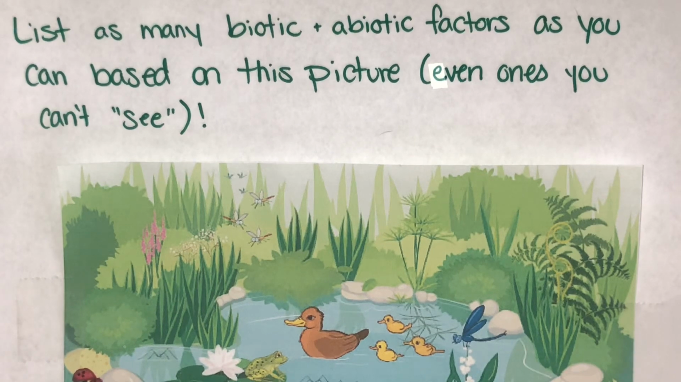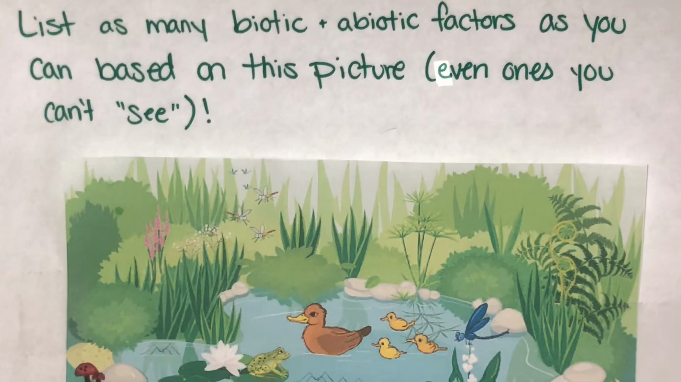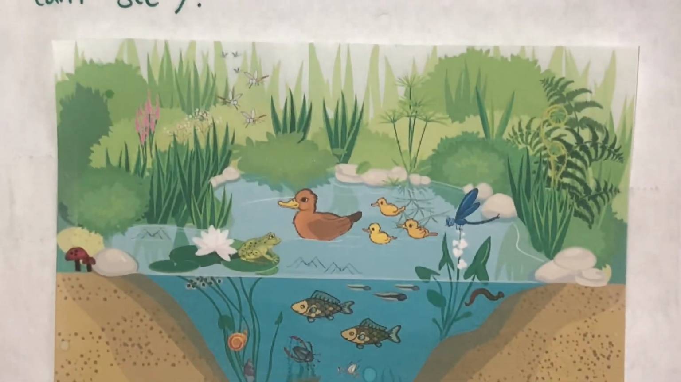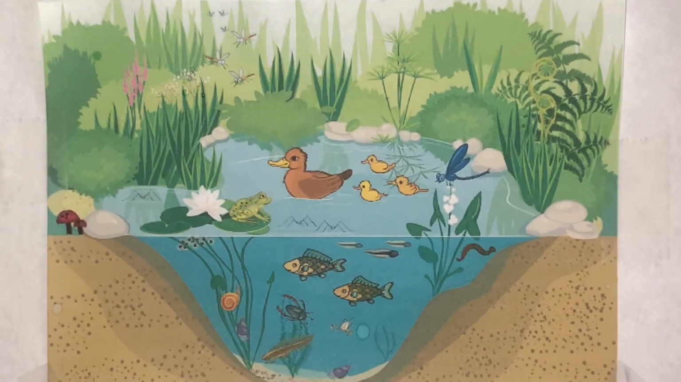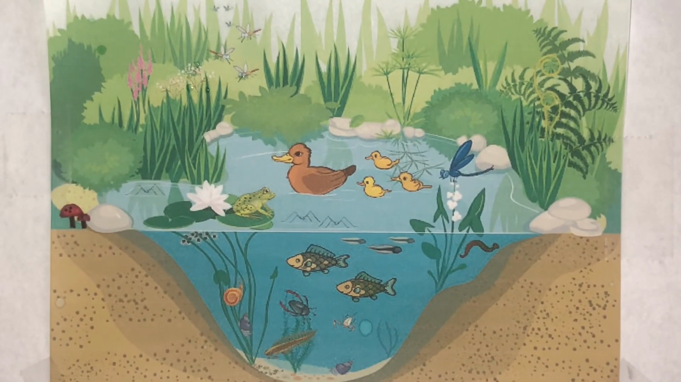Now that we have a basic understanding of what biotic and abiotic factors are, I'd like us to practice. So I'd like you to please pause the video and list as many biotic and abiotic factors as you can based on this picture, even ones you can't necessarily see. So please pause the video now before I go over the answers.